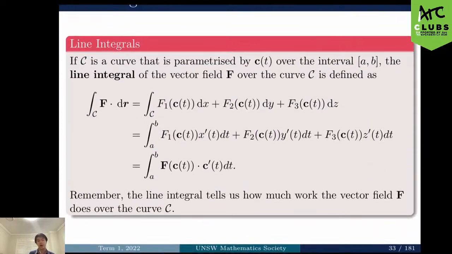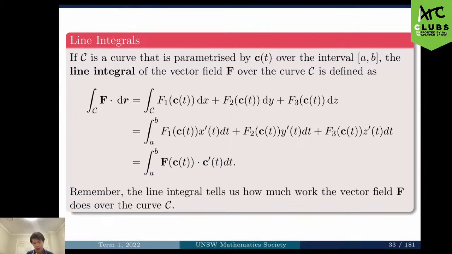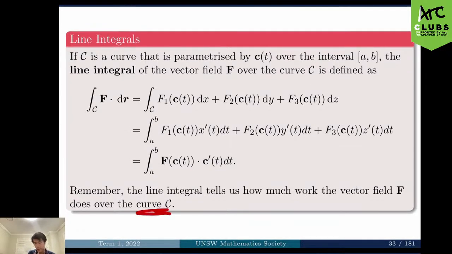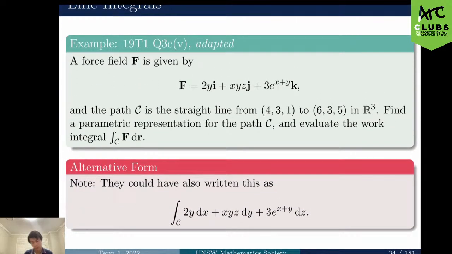And a nice side note is this line integral tells us how much work the vector field does over that curve, right? So before we had area, right? We integrate over an interval, a certain number, we get an area. But yeah, in this case, we integrate over a certain curve, and we get work. Cool. Okay, so this is when it will start to hopefully make a bit more sense. We've got a force field F, and we've got a path C.